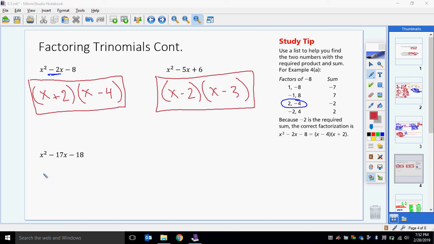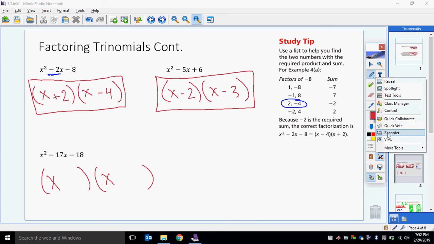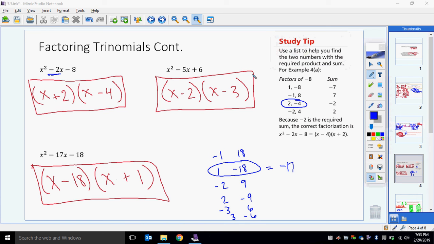All right, there's one more that is not a perfect square trinomial because 18 isn't a perfect square. So go ahead and factor this for me. So in this last example, if you think about the factors of negative 18, I listed them all out here. But which ones are going to add up to negative 17? And that'd be negative 18 and positive 1. So those are the numbers that go in your two binomials.